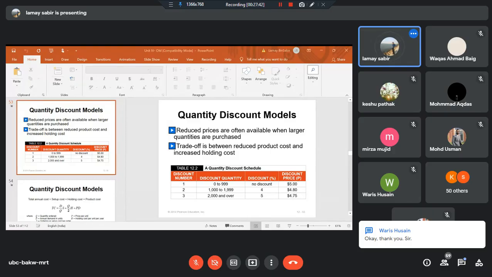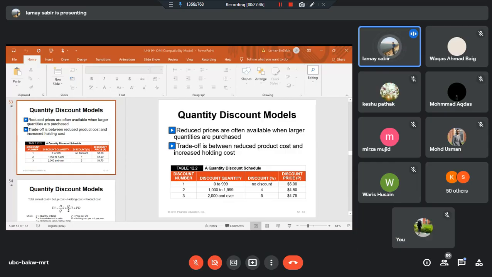Okay. So I'll move on now. The model under consideration is a quantity discount model. The name itself gives you an idea, and I have already told you a basic principle that if you buy in bulk, if you buy in large quantity, you may get the benefit of discount or quantity discount. Suppose I am placing an order of 100 units.